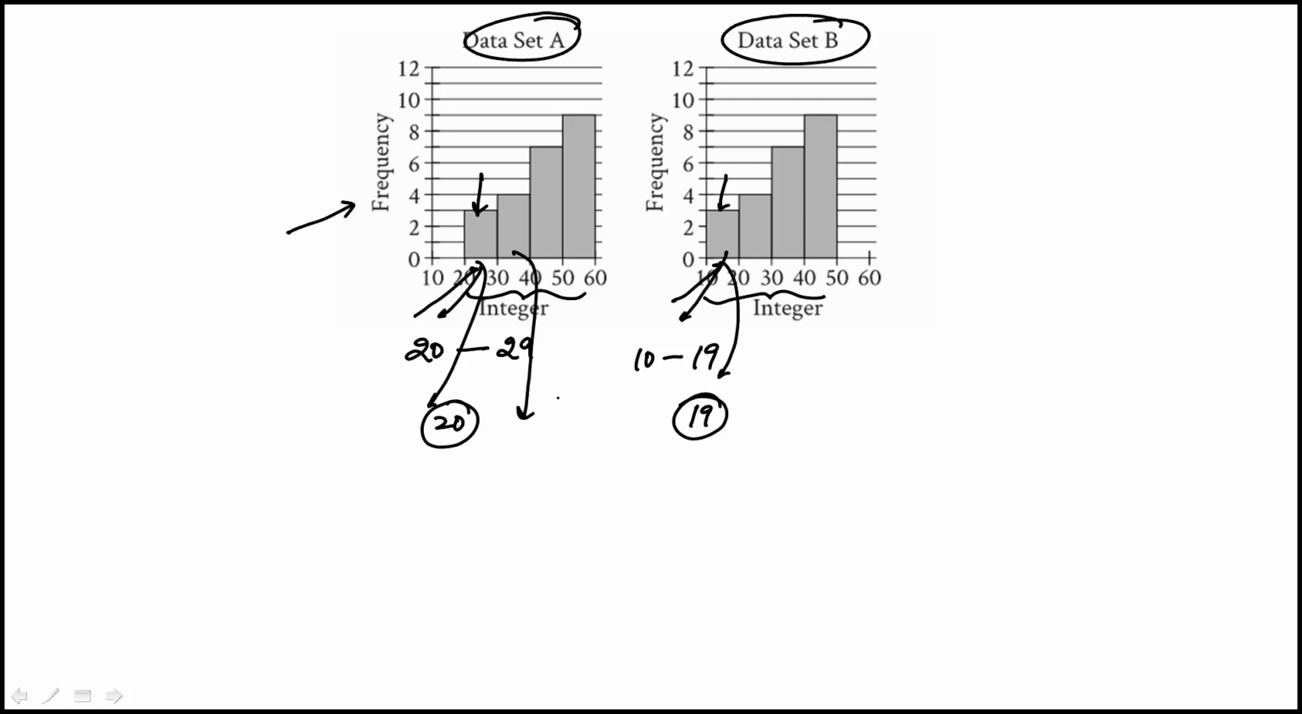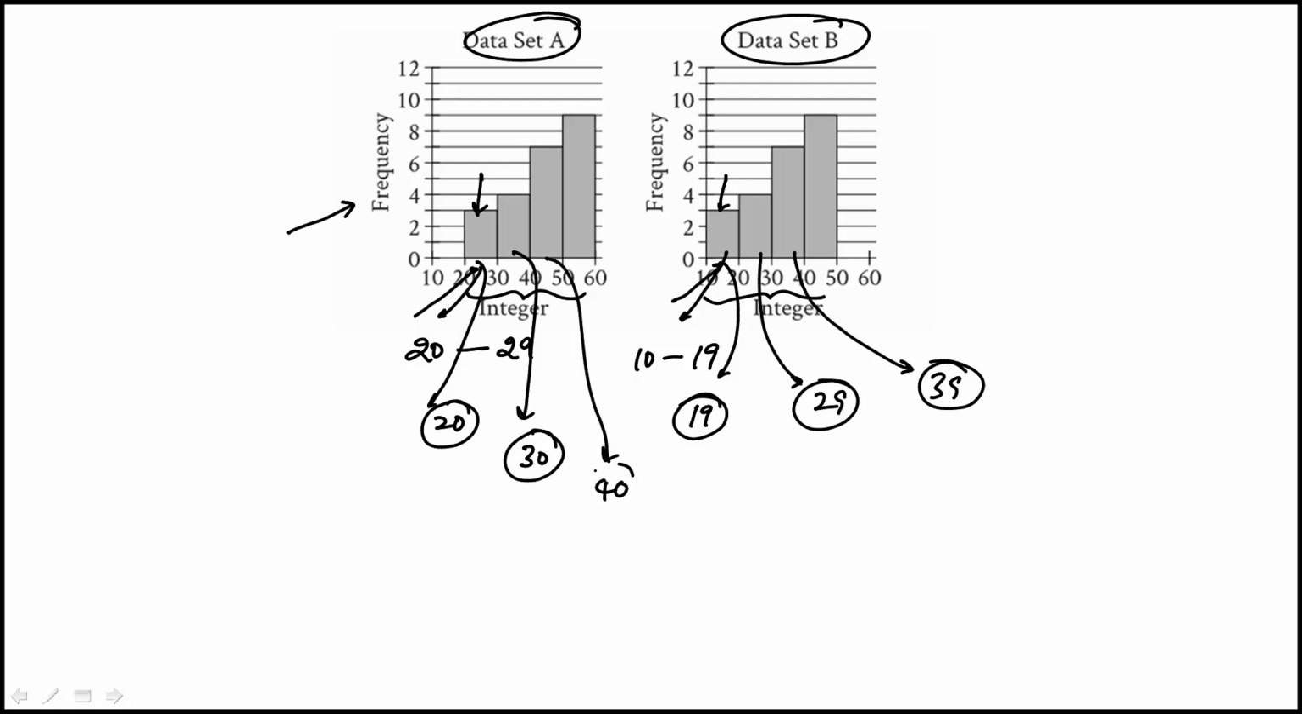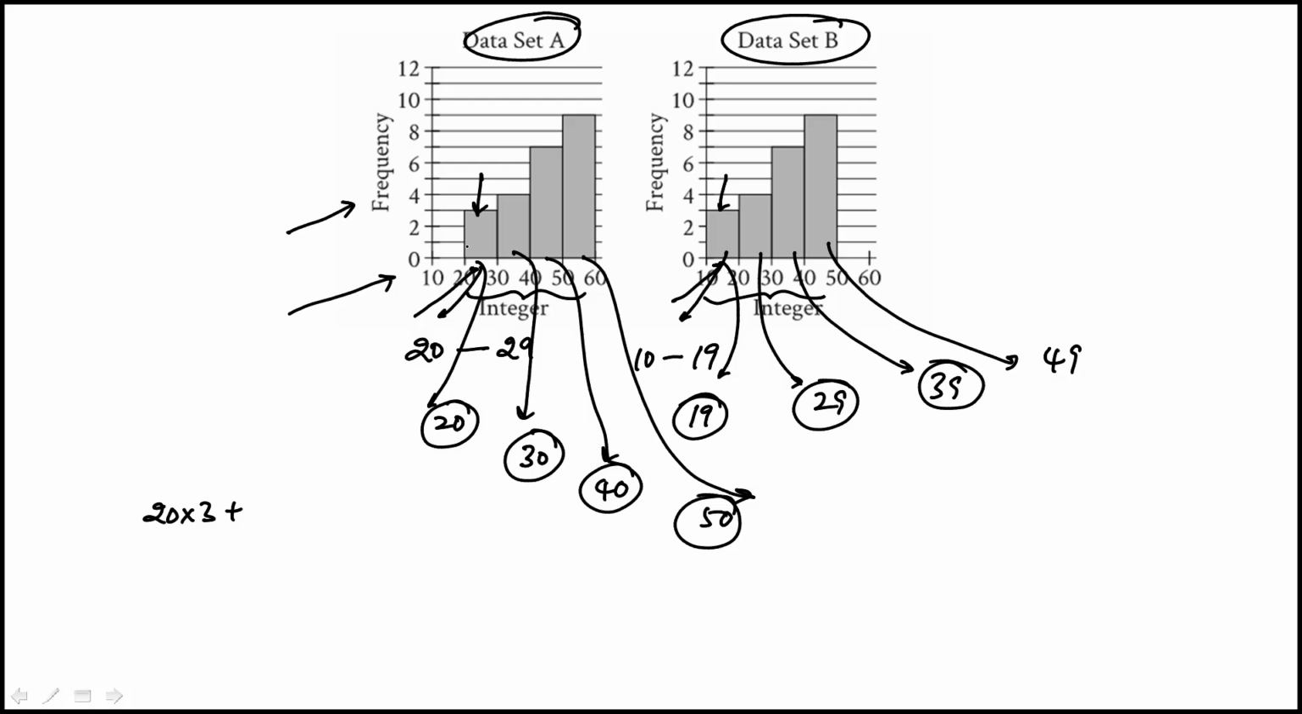I'm going to take that same approach here, select all of them to be 30, here 29, and then 39, here 40 in that third interval, and then 50, and here 49. So if I were to compute the weighted average for data set A, it would be 20 times 3, because that's the number of integers in that set, 30 times 4 plus 40 times 7 plus 50 times 7. That would be the sum, and then I divide this by 23.